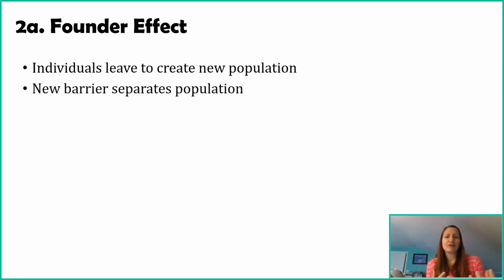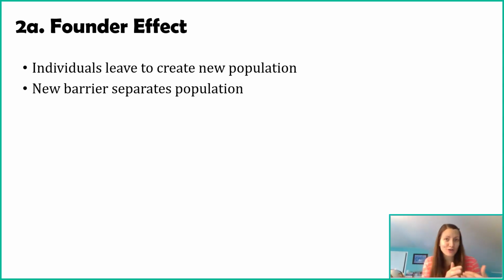Now, in order for the founder effect to really be seen, in order for that genetic variance to start changing significantly from that parent population, there's got to be a barrier that separates it. If the organisms that left keep going back to the main population, you're not going to see evolution happening because those genes still have a chance to transfer back and forth between the populations. The founder effect, you can think of it as a group leaves and isolates themselves.